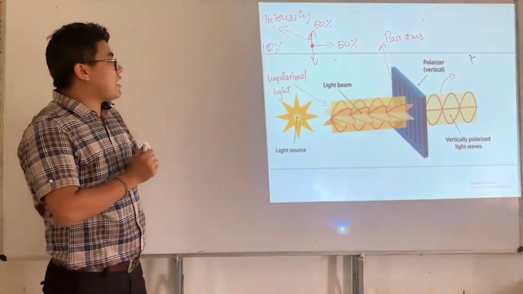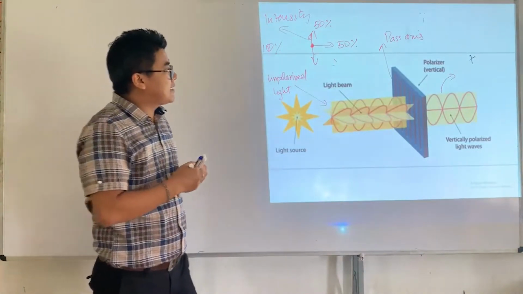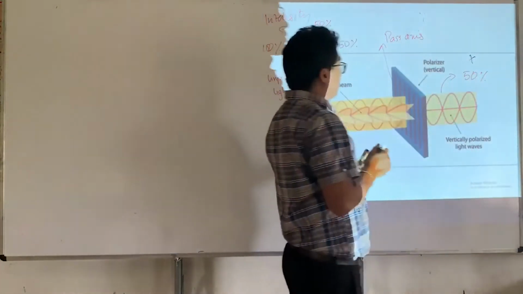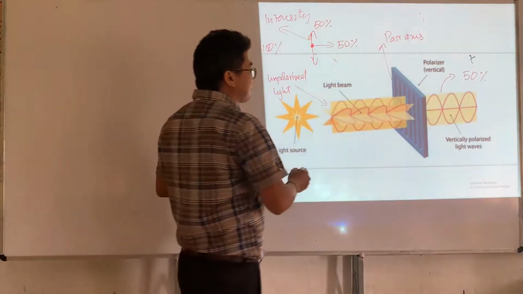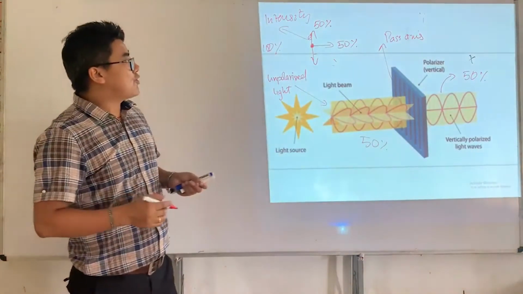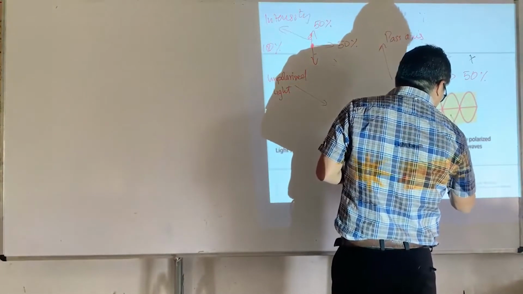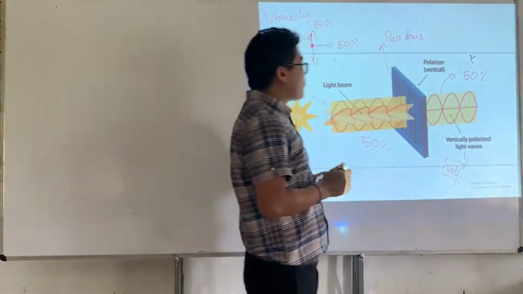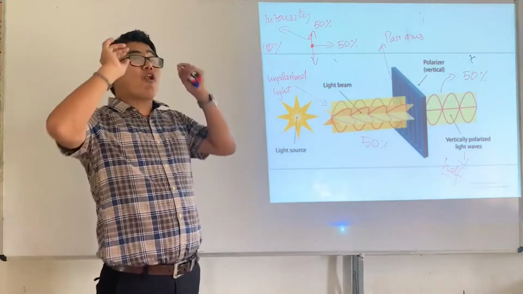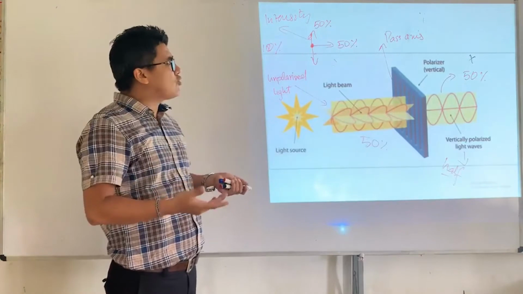Now I say when an unpolarized light is made to pass through a Polaroid, only 50% of the light would pass through it. Only 50%. So 50% is going to stop. Therefore, the intensity of an unpolarized light is reduced to half. Therefore, when you see through a Polaroid, the intensity is going to reduce, no doubt.